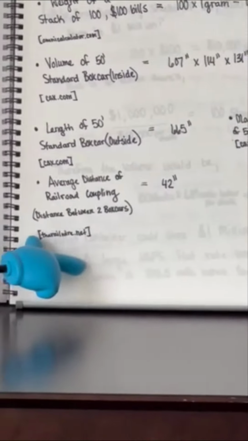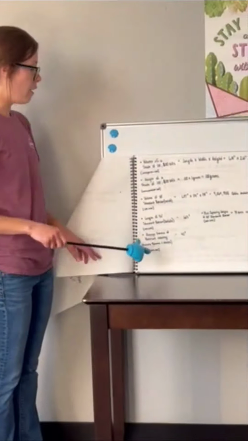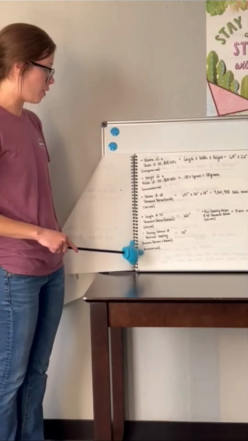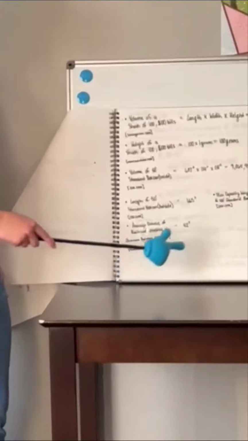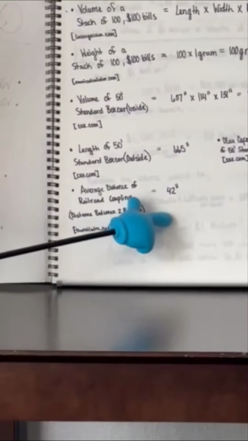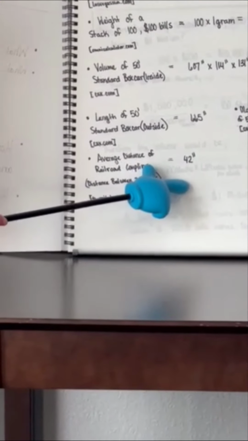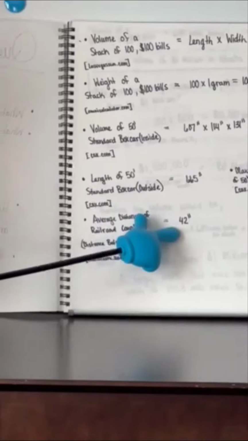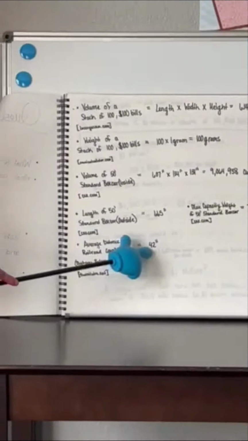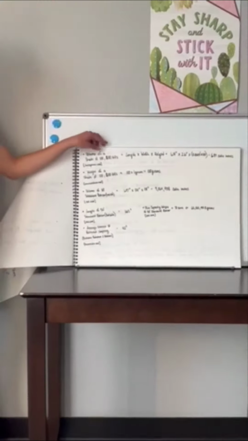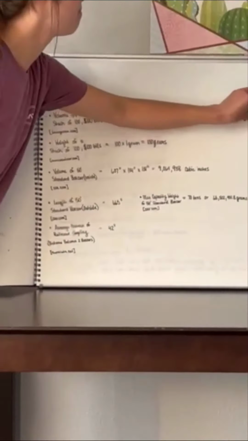Finally, we have the average distance of the railroad coupling. That's going to be the distance in between each one of the two boxcars. This information comes from Railwire.net, of which they say that there's an average distance in between boxcars of about 42 inches. Okay, so now we're going to start answering some of those questions.